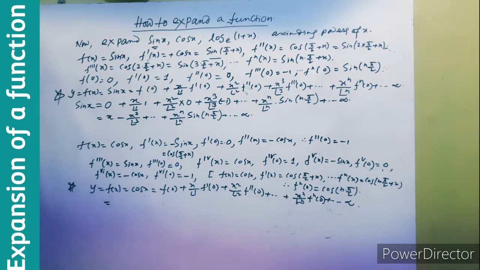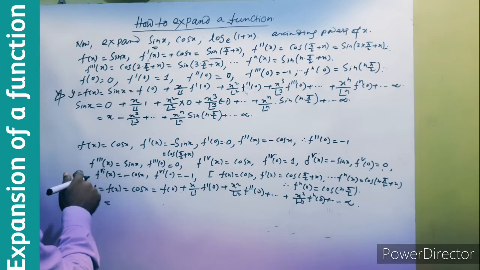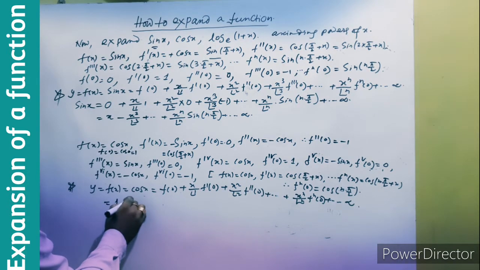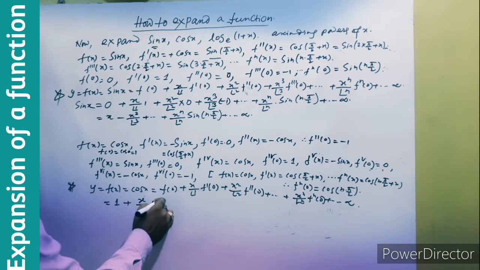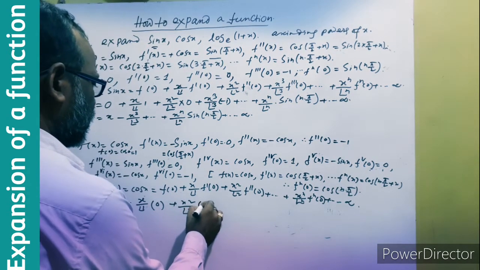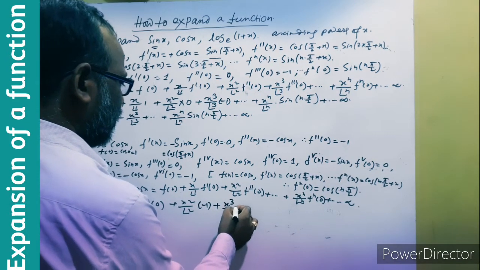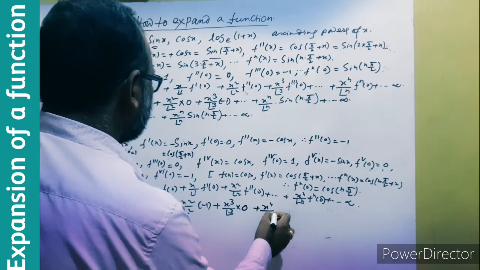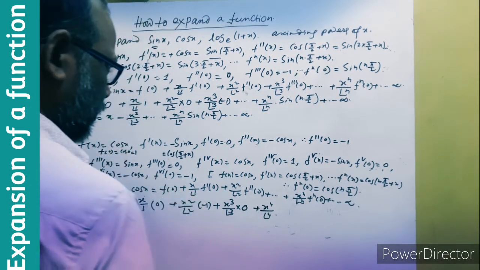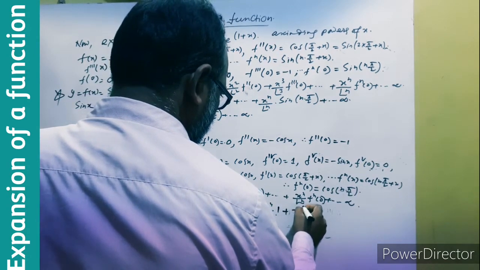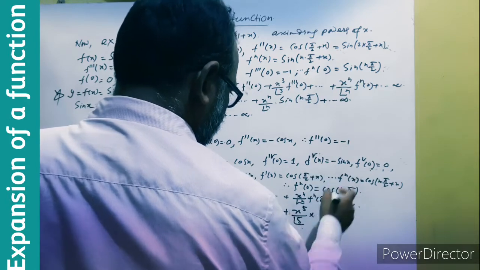So f0 means cos 0, which is 1. Then x by factorial 1 times f dash 0, which is 0 here. Then x square by factorial 2 times f double dash 0, which is minus 1 here. Again x cube by factorial 3, where f triple dash 0 is 0 here. Same for x to the power 4 by factorial 4, where this is 1. Then x to the power 5 by factorial 5, where the fifth derivative is 0 here.